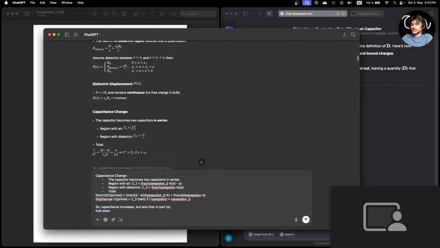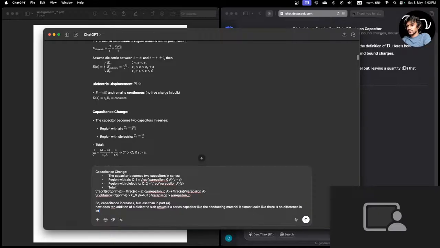How does the addition of the dielectric slab make it a series? It almost looks like there is no difference in introducing conducting.